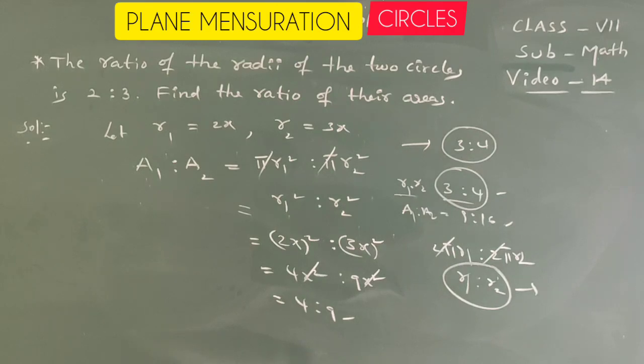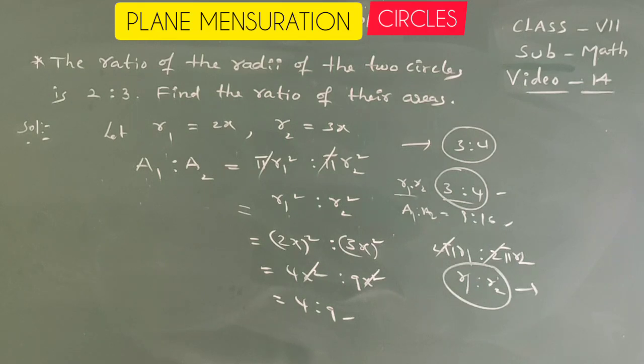The areas are in the ratio R1 square is to R2 square. If the radii are in the ratio R1 is to R2, 5 is to 6 means areas are 5 square is to 6 square. 6 to 7 means 6 square is to 7 square. Okay, 5 is to 7, 8 is to 9, 10 is to 23, like this. Any given ratio, take the squares of the terms only, that is the ratio of their areas. Okay, in this way we can do the remaining problems.